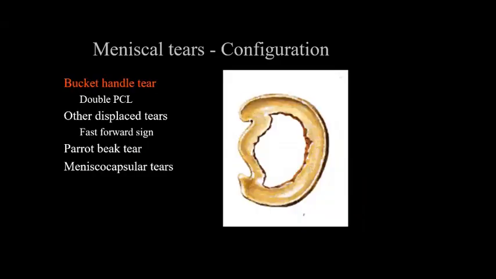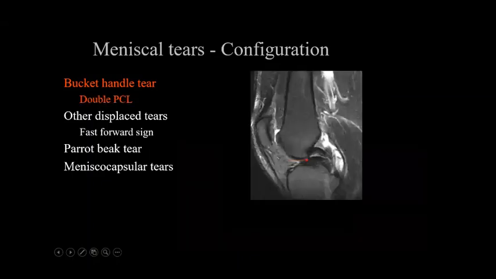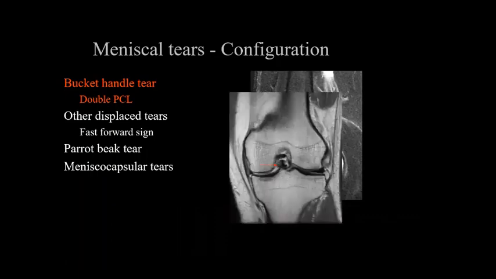The other issue with meniscal tears is something we see commonly, a displaced meniscal fragment. The most common type of displaced meniscal fragment is what we call the bucket handle tear. And this is how a bucket handle tear looks like on this schematic representation of meniscal tear. Typically on MRI scan, what we see is what we call a double PCL sign. So this is the characteristic appearance of a displaced bucket handle fragment of the medial meniscus.